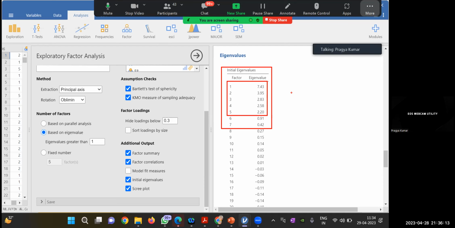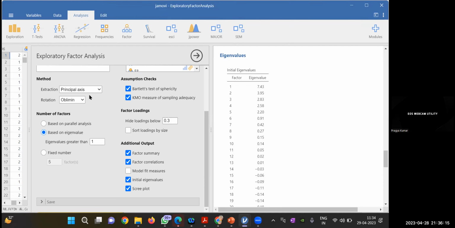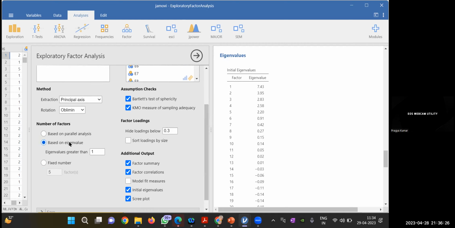So if you use this Oblimin rotation and principal axis method of extraction, yes, I'm repeating it. I'll repeat it many times, don't worry. This is the option of number of factors. There are 3 ways to decide the number of factors. You can go for the scree plot, you can take the eigenvalue, and you can do it on the basis of parallel analysis.